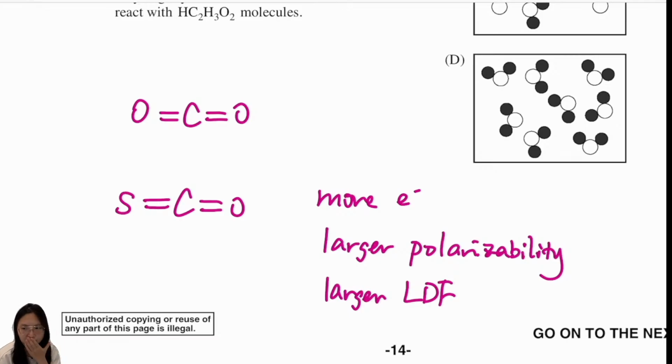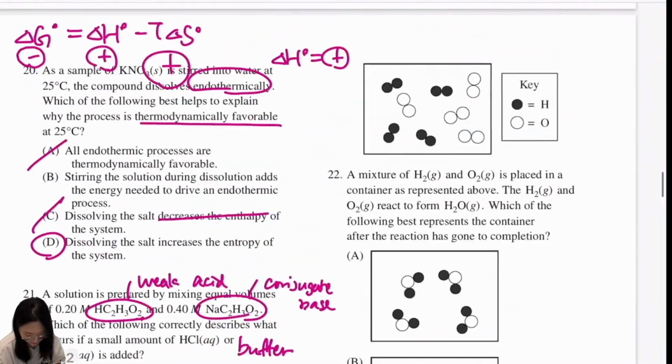Will I do the FRQ? I don't think I will have time to do the FRQ, to be honest.